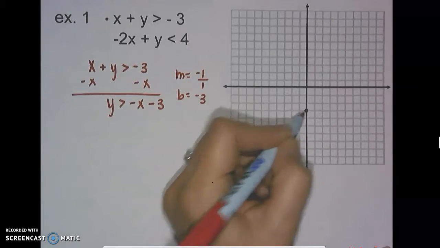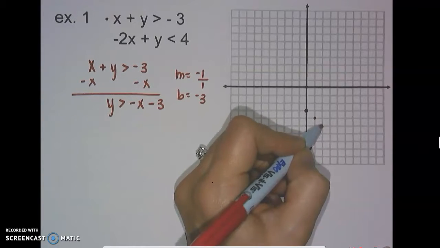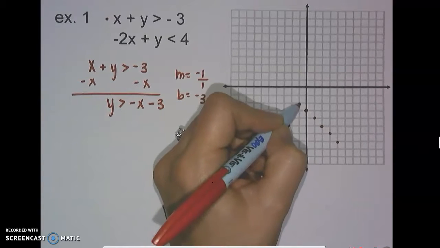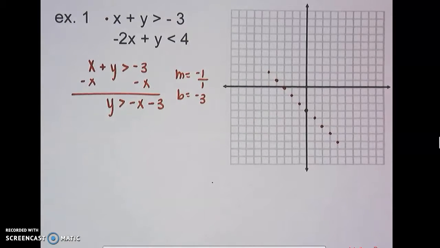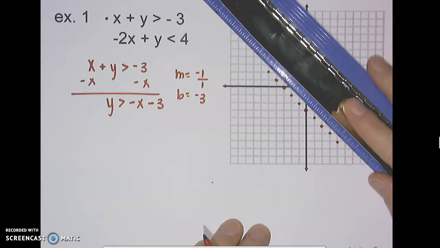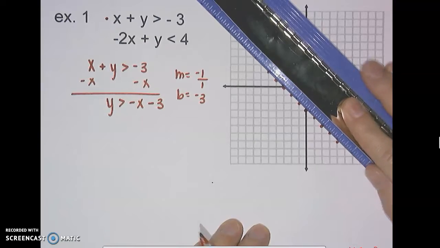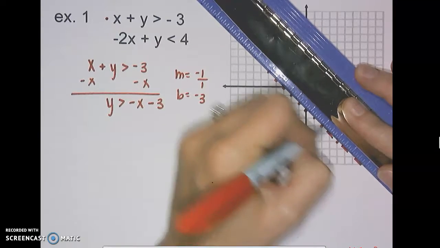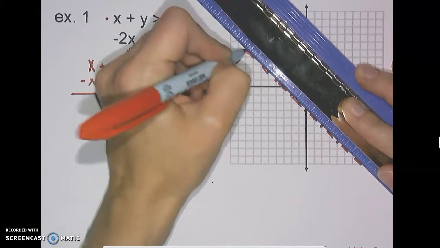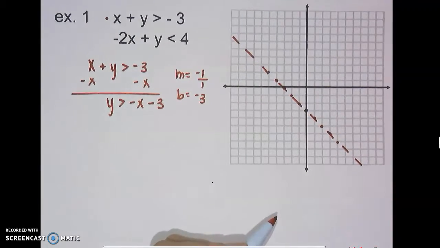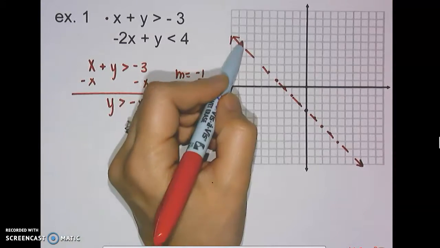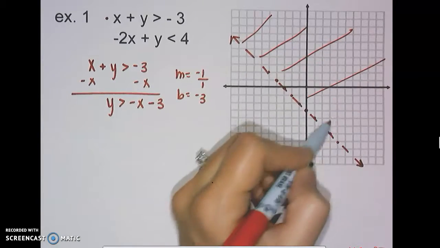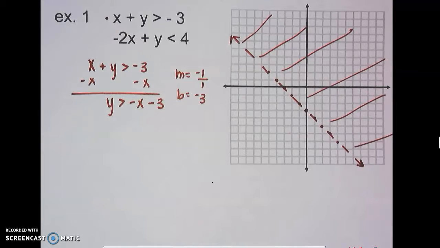So we begin with b, and then count our slope of down 1, right 1. You can do that a few times, and then you can also go the other direction, making as many points as you want, or at least 3, so we can make a more accurate picture. Okay, so now that we have this, we're going to connect these dots with a dashed line because it is just greater than. And if y is greater than -x minus 3, we're going to shade that one above the line.